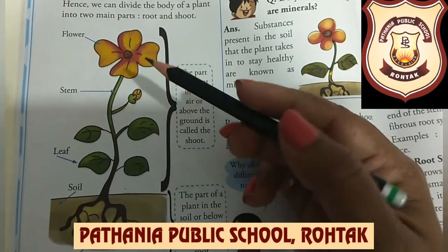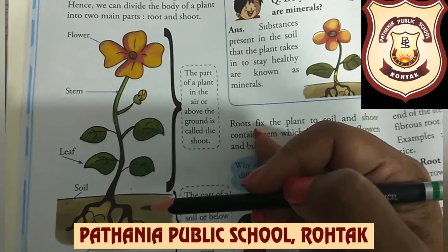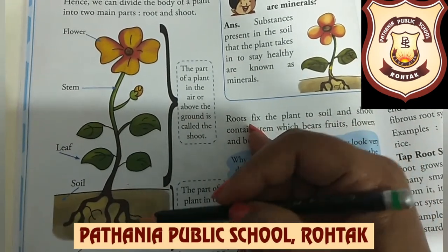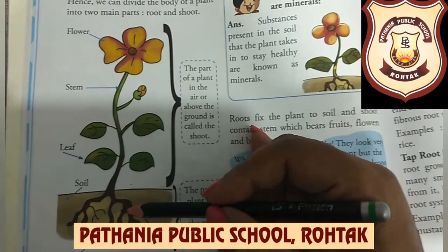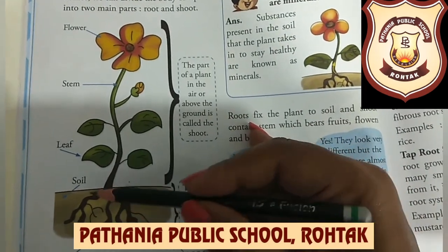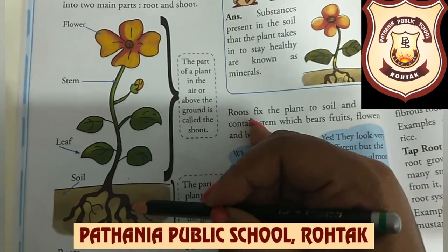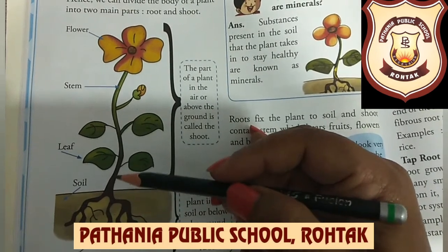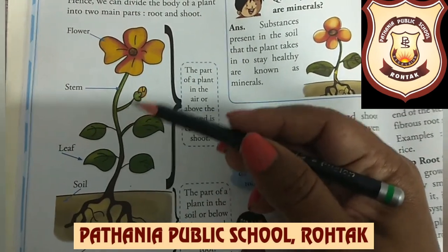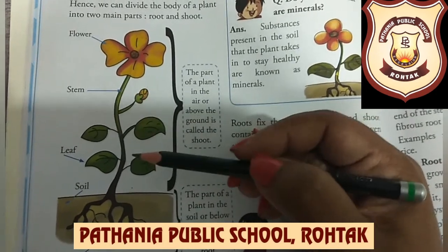And this whole structure is divided into two systems also. One is root system and one is shoot system. The system of the plant which works below the soil, which we cannot see, is known as root system, and the system of the plant which works above the soil, which is visible to us all, is known as shoot system.